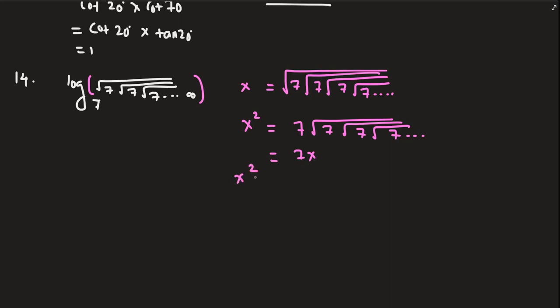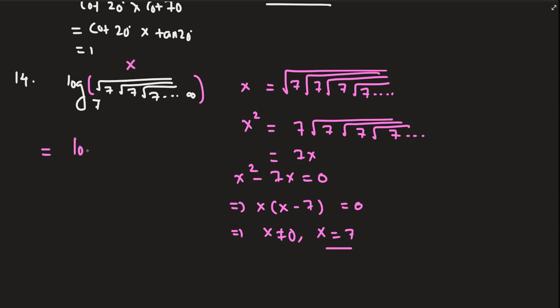So now x square minus 7x is equal to 0. Take x common, x minus 7 is equal to 0. The product of the two numbers is 0, so one of them must be 0. But x cannot be 0, because this is a positive number and you are taking the square root of a positive number, so you will get some positive number. However small it is, it cannot be 0. So the value of x is 7. Now since you know the value of x, we consider this quantity as x. So you have log of 7 with base 7 and your answer is 1.